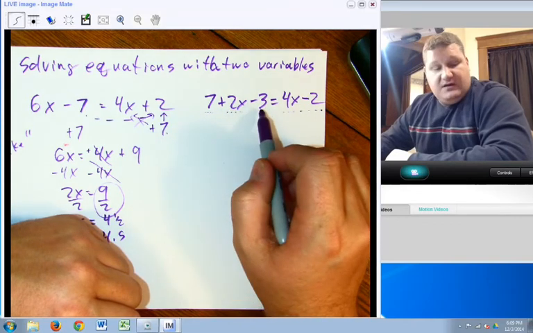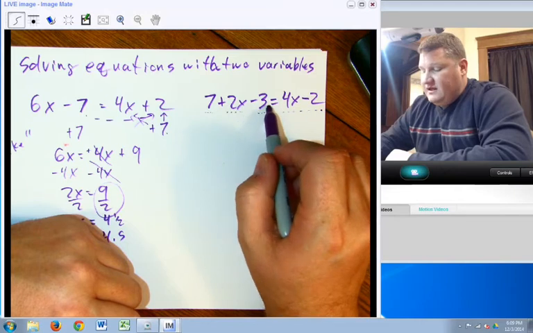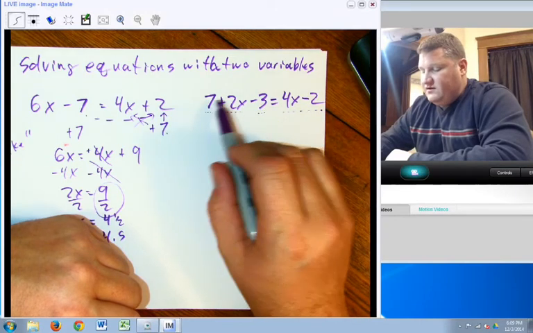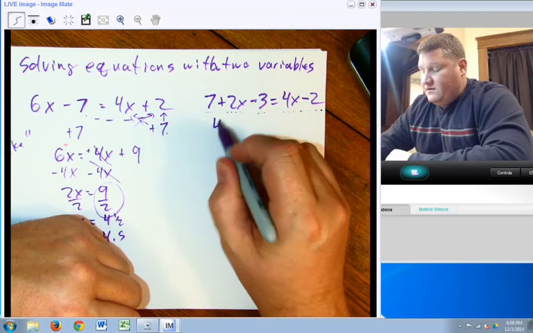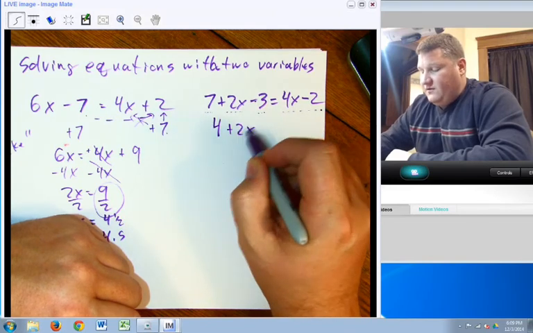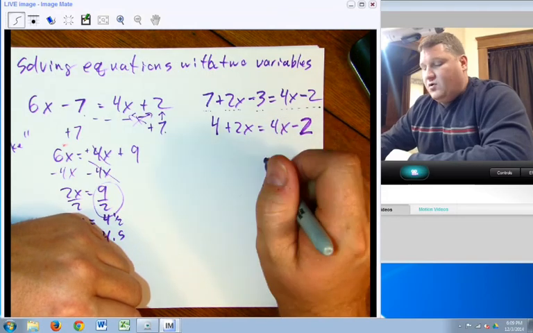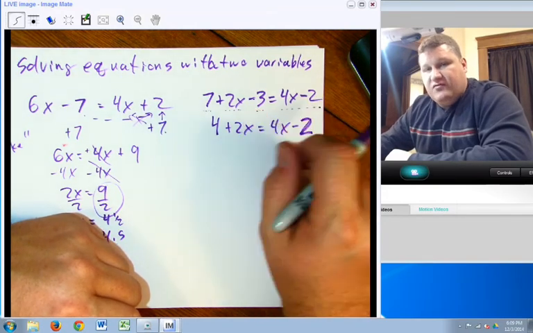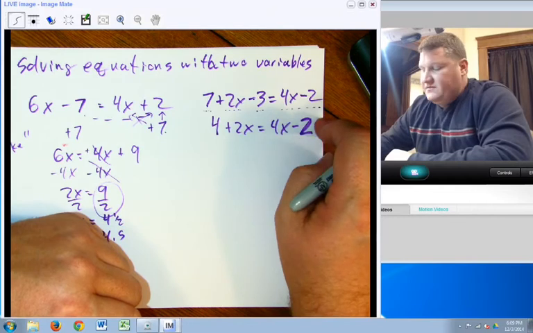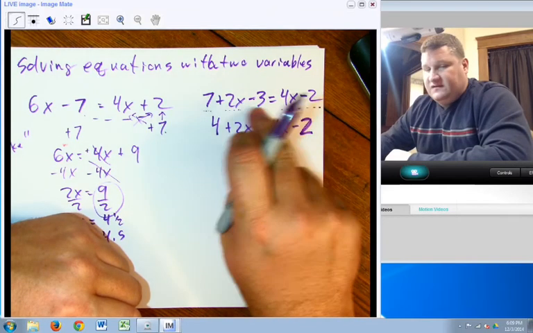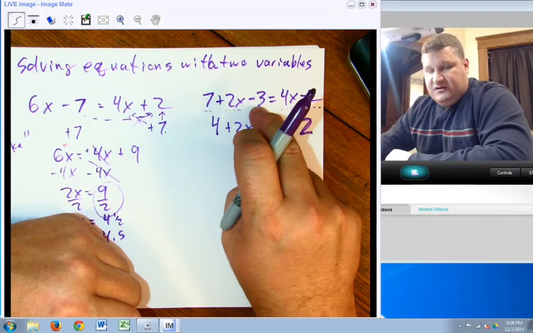However, I have this 3. This 3 has no x. I have a 7, so I have 7 take away 3 is 4. 4 plus 2x equals 4x minus 2. Now remember, we're only doing the opposite when we're moving it across the equal sign. In this case, I didn't move it across the equal sign. I just combined the 7 and the negative 3.